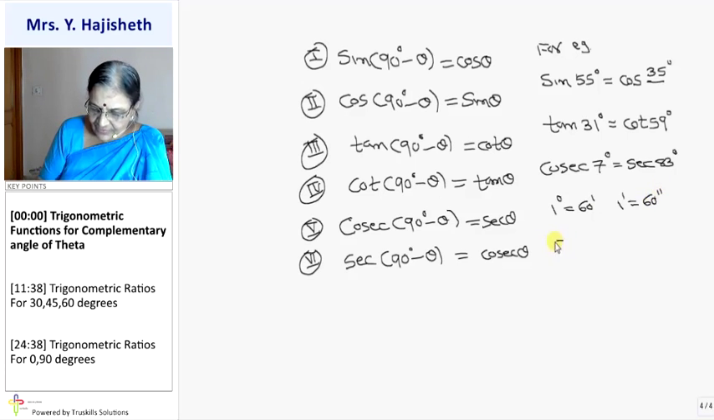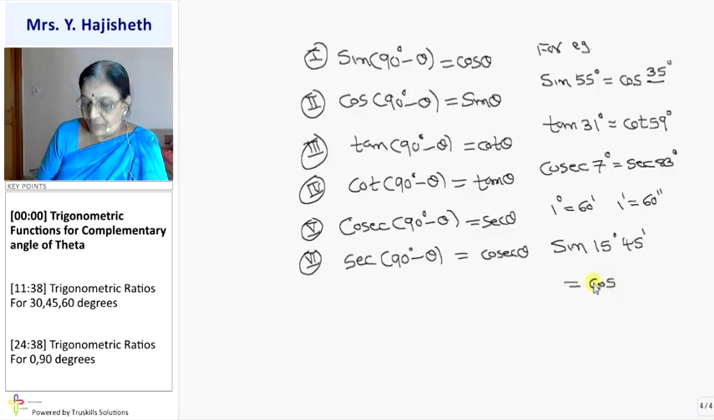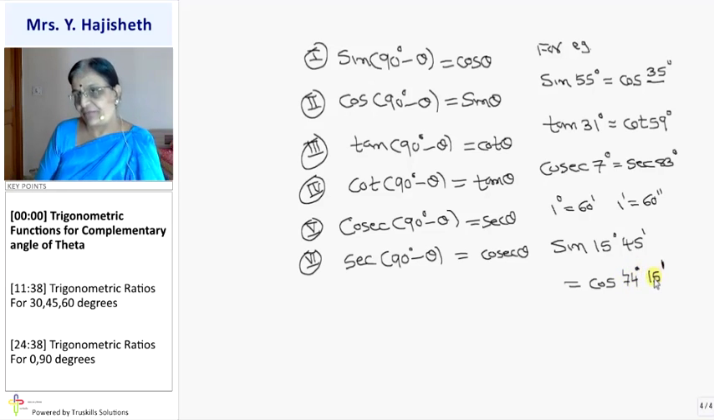So suppose you are given sine of 15 degree and 45 minutes is equal to cos of, we subtract 15 degree and 45 minutes from 90 degree. From 1 degree is 60 minutes. So 60 minus 45, so 15 minutes. Now from 89 degree you have to subtract 15 degree. So it is cos of 90 minus 15 is 75, but 1 has already gone. So it is 74 degree and 15 minutes.